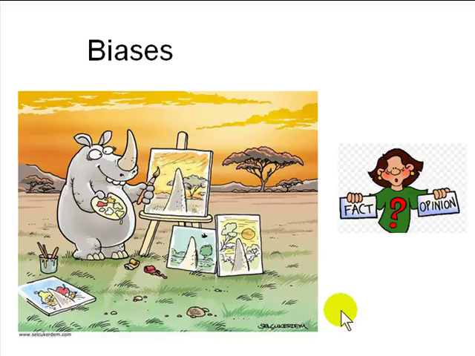Is it a fact or an opinion? So we have a cartoon of a rhinoceros. He's drawing a landscape in Africa, and all of his paintings have a hill in the front, but that hill is not really in the landscape, it's on his horn. So that's his bias, and he has colored glasses, you would say. You see the world through the glasses that you wear.